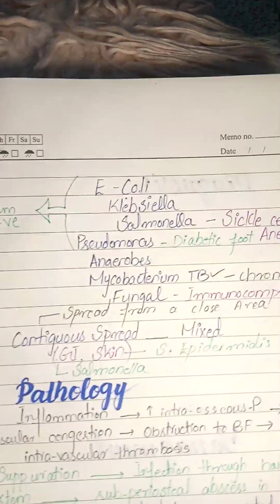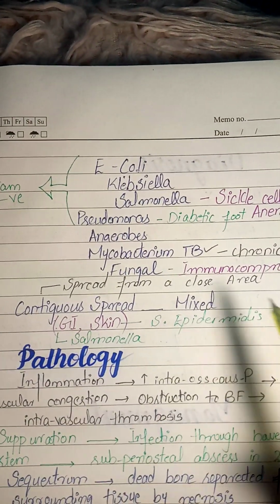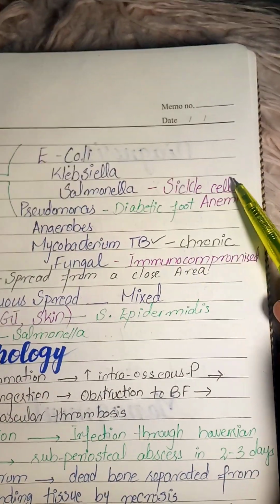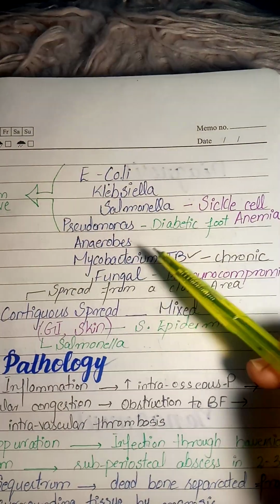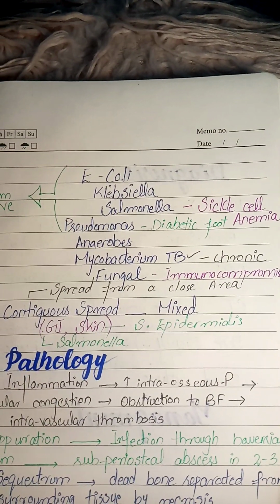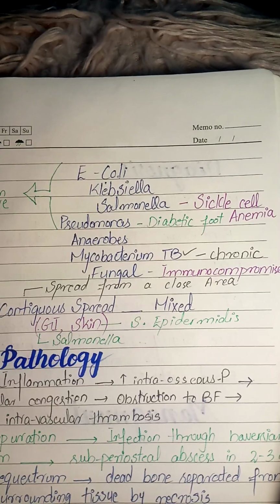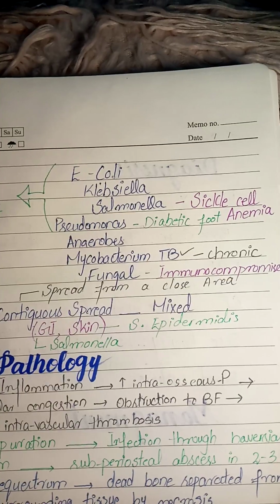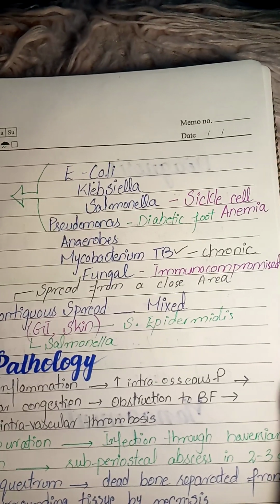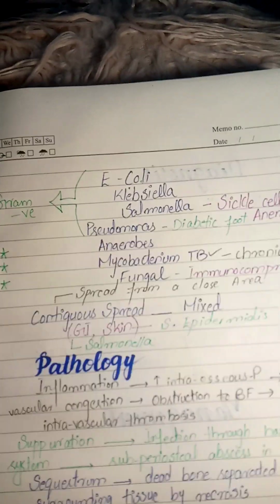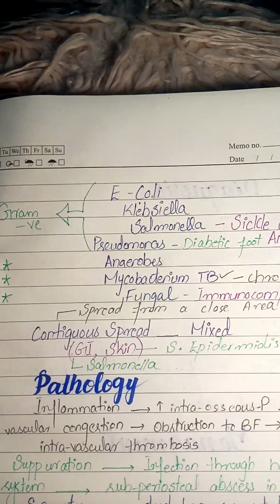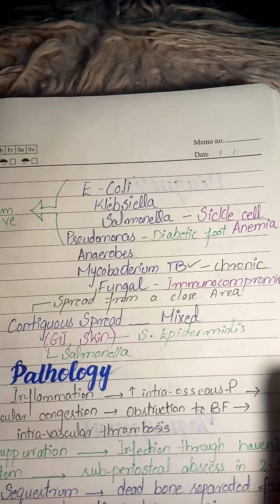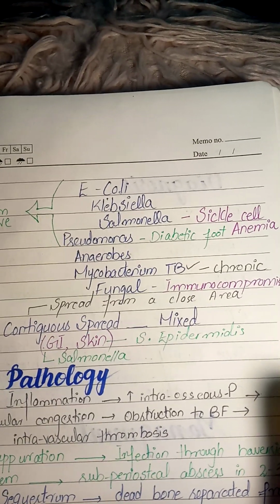Coming to gram negative, E. coli, Klebsiella, Salmonella. Salmonella will cause acute osteomyelitis in patients with sickle cell anemia. And then Pseudomonas. Pseudomonas is the most common cause of acute osteomyelitis in diabetic foot. That's why in diabetic foot we often do X-ray to exclude the bone involvement. Then anaerobes, Mycobacterium tuberculosis. TB most commonly causes the chronic osteomyelitis, but it can be a cause of acute osteomyelitis.